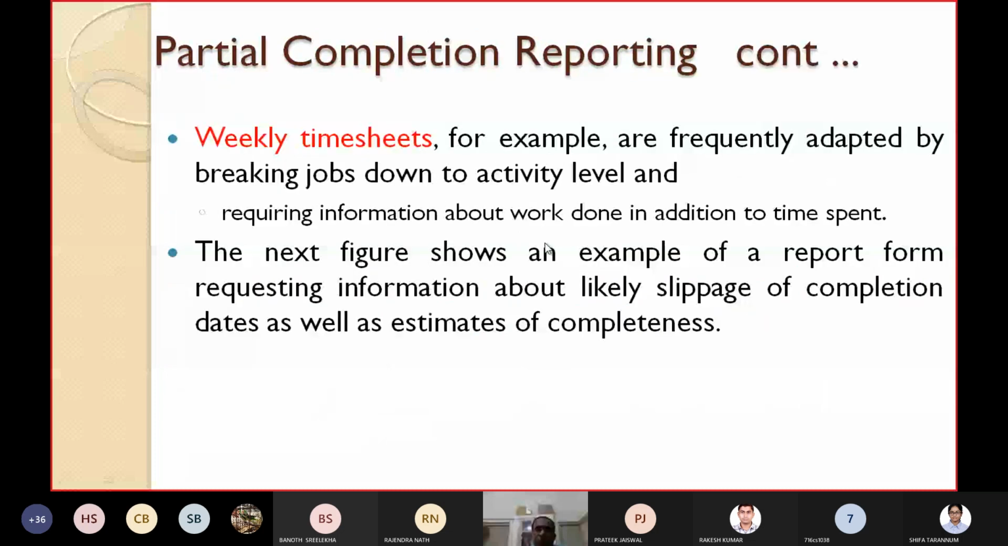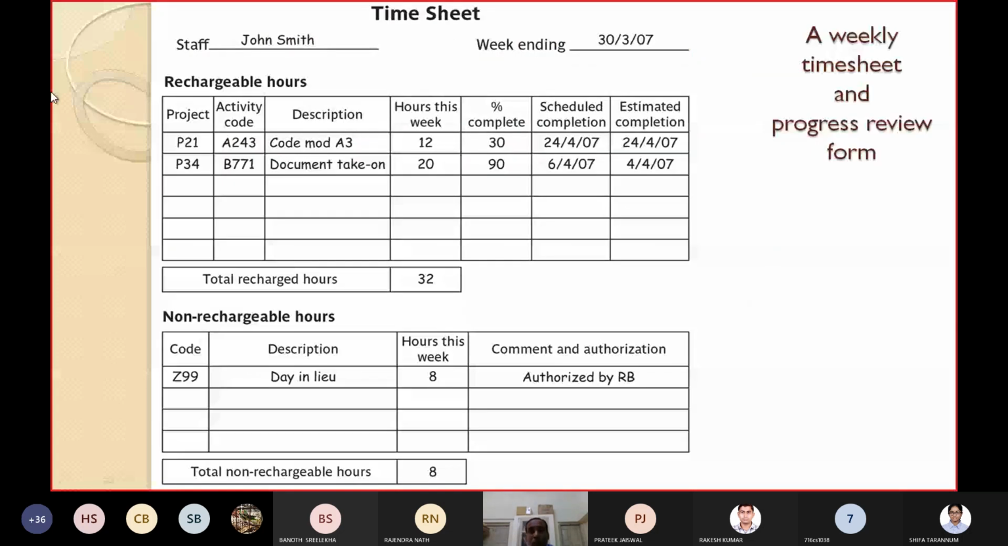Let's say the next figure shows an example of a form requesting information about the likely slippage of completion dates as well as estimates of the completeness. So this is an example of a weekly time sheet and progress report. On top you have to write the name of the staff, and for which week you are doing it, say week ending 30th of March 2007. Then you write the time period duration.